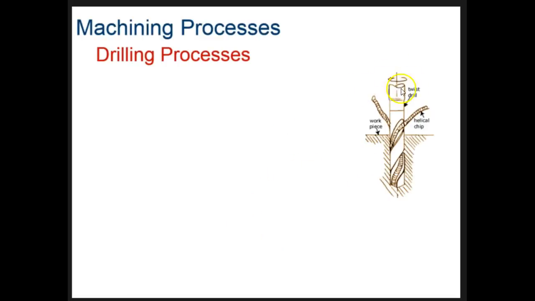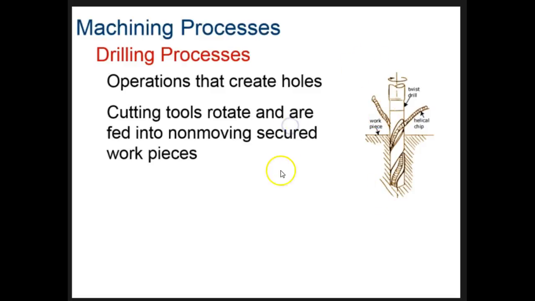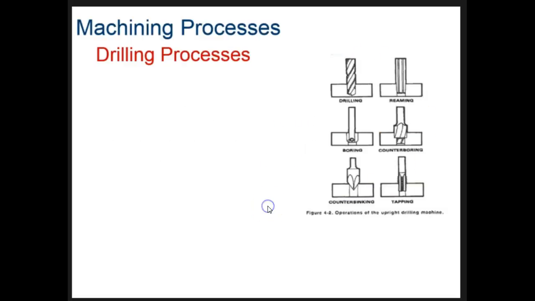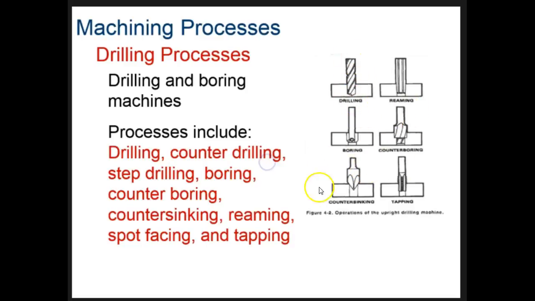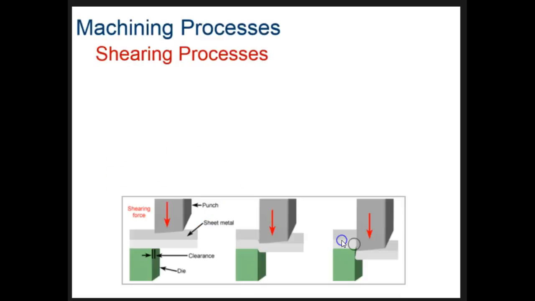Then we have drilling processes. In this case, the drill is spinning, but it just goes straight into the material, straight out to create holes. And we have different shapes of drills. Drill. We can bore, counterbore, countersink. Remember we talked about all of these back in IED when we were doing holes for Inventor.